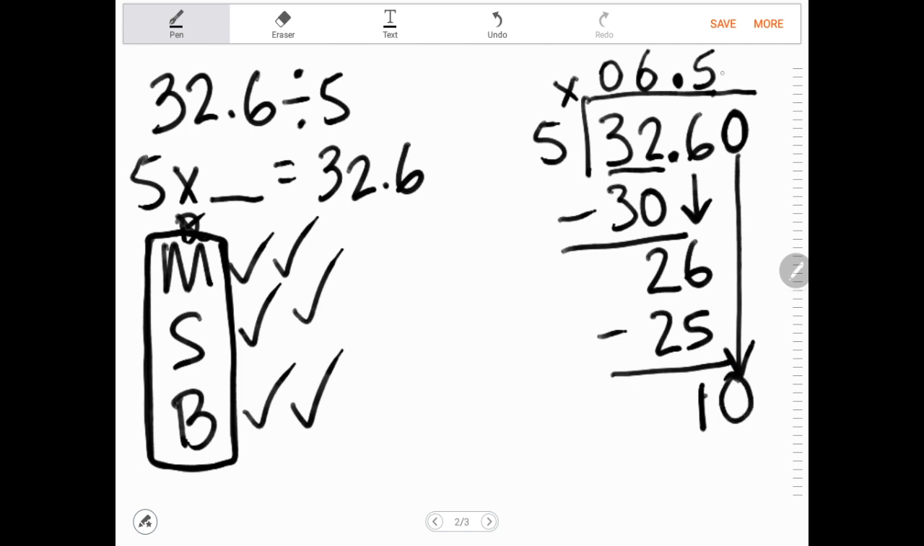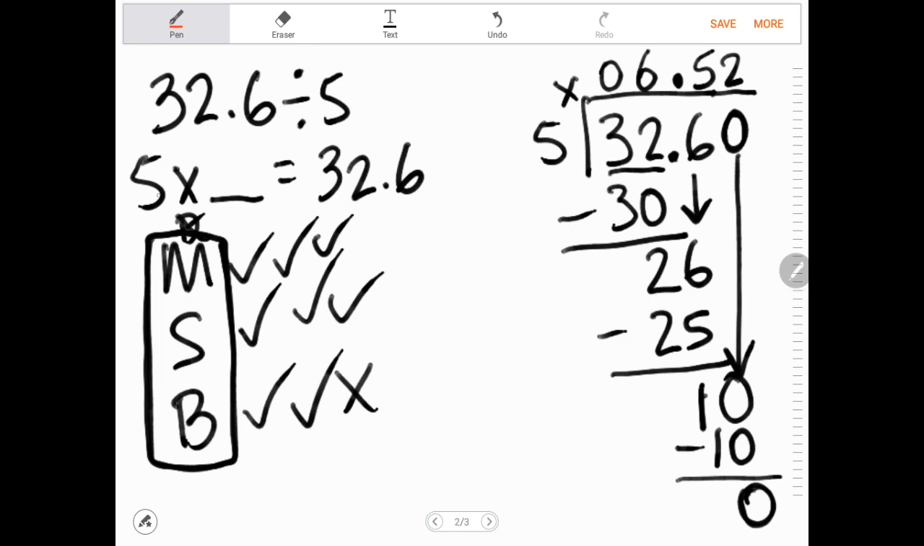So now I can ask myself, 5 times what will give me a number that's close to 10? That number is 2. 5 times 2 is 10. I've multiplied. Now I subtract. I get 0, and there's nothing else to bring down. I could add a 0, but since I have a remainder of 0, I don't have to bring anything else down.